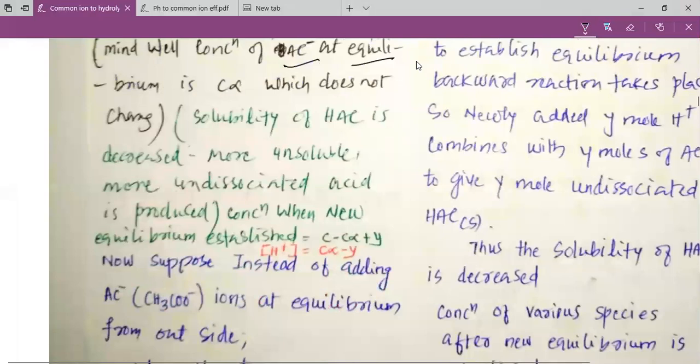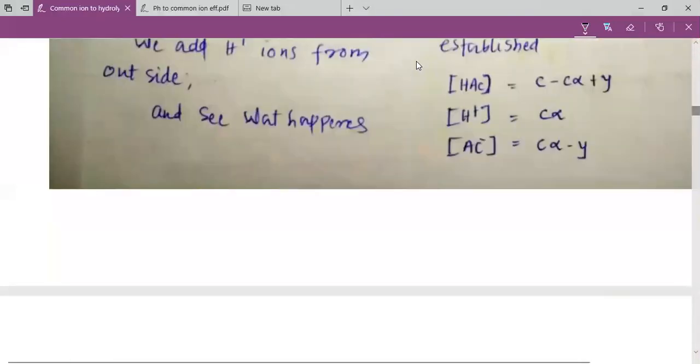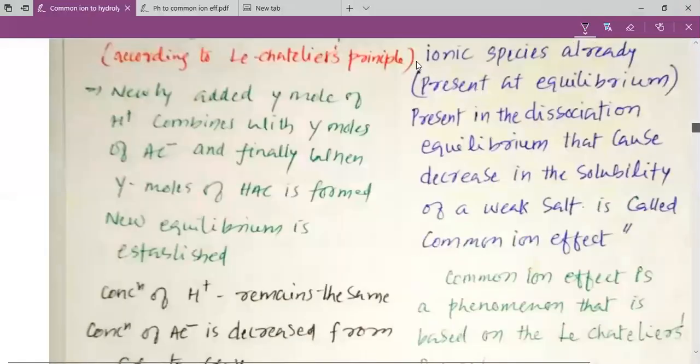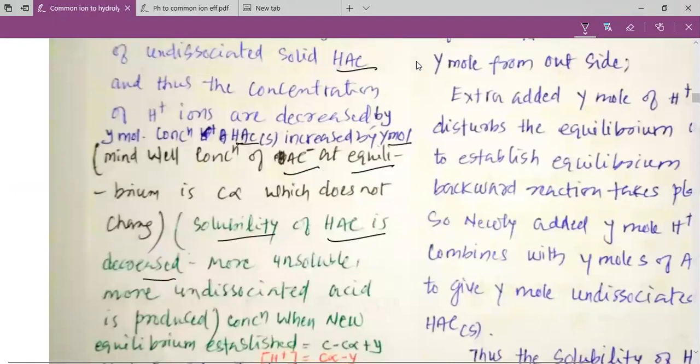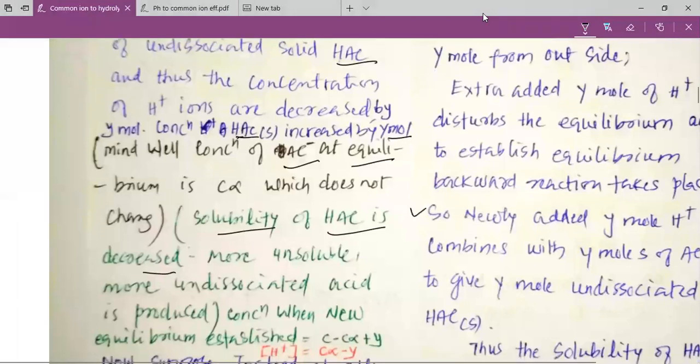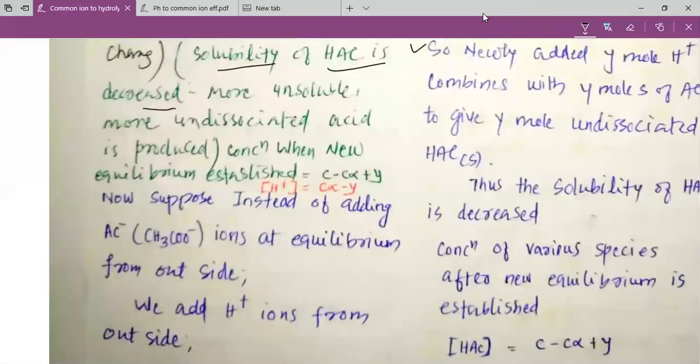So what happens, my dear students, remember this: the solubility of HAC decreased because some new HAC has been formed. As some extra or new HAC has been formed, the solubility of HAC has been decreased. As the solubility of HAC has been decreased, you can say that this common ion makes the solubility of the salt decrease.